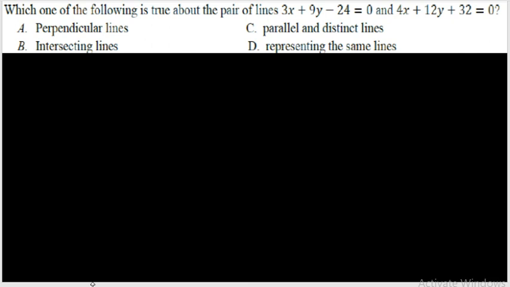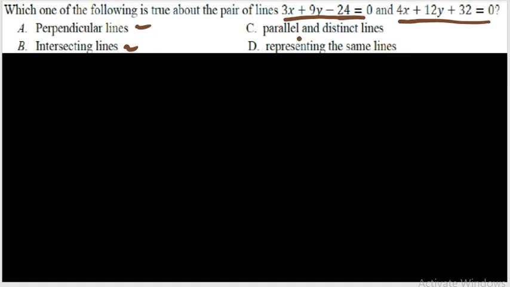Okay, the next question. It is about the equation of a line. It says, which one of the following is true about a pair of lines? There are two lines here. One, 3x plus 9y minus 24 is equal to 0, and the other line is 4x plus 12y plus 32 is equal to 0. So are these lines perpendicular, or simply intersecting lines? Or are they parallel and distinct, or representing the same line?